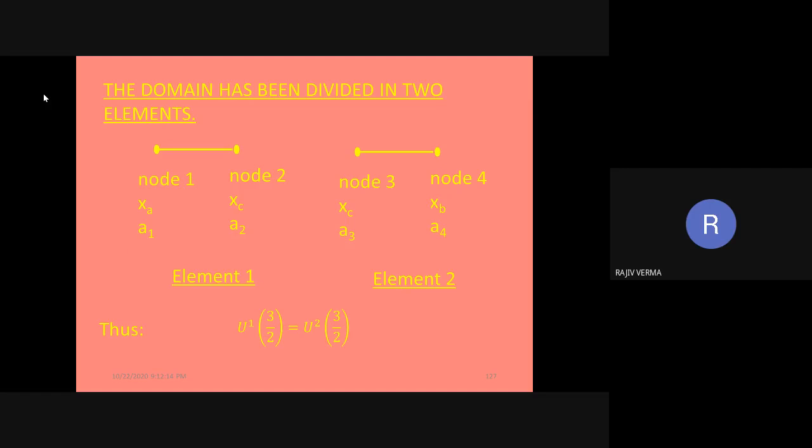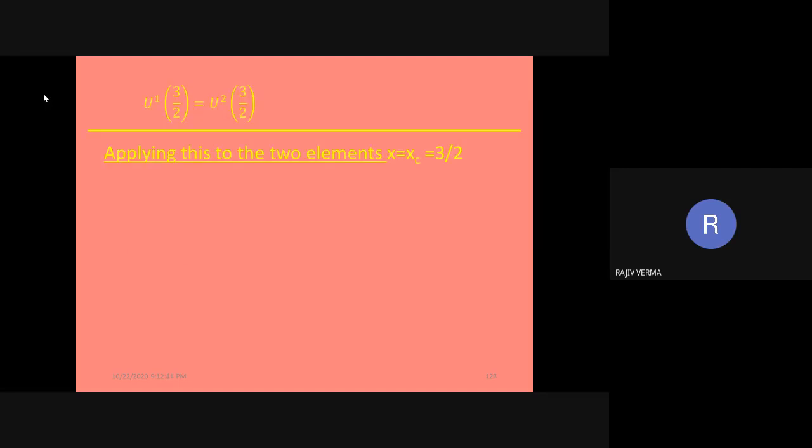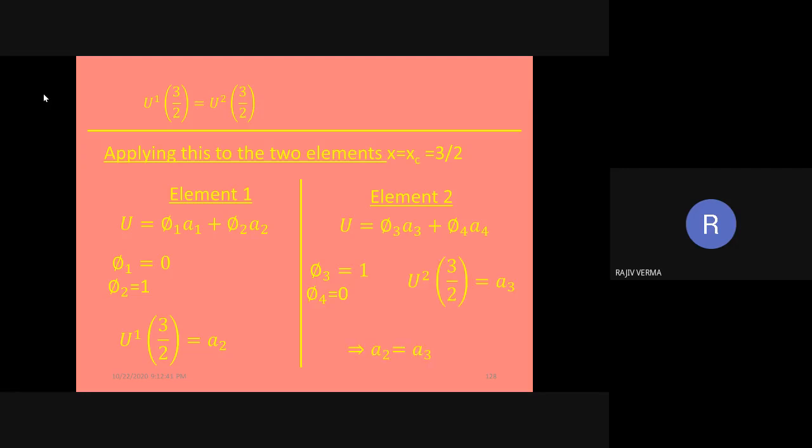So when you apply this particular constraint equation to the trial function of the two elements, you basically get a constraint equation of the type a2 is equal to a3.